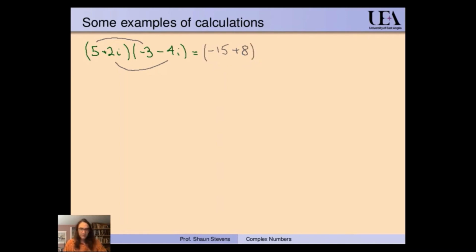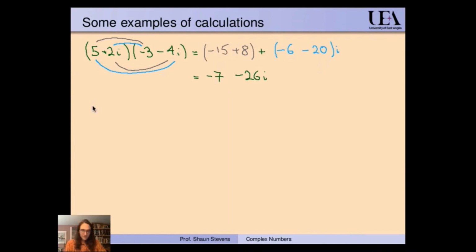And then we'll do the bits which will have i's in them, so the imaginary parts. So we've got a 2i times a minus 3, so that's minus 6 lots of i. And over here, if I do 5 times minus 4i, 5 times minus 4 is minus 20, so I get minus 20i. And now I can simplify this, minus 15 plus 8, that's minus 7. Minus 6 minus 20, that's minus 26, so that's minus 7 minus 26i. Okay, so that's multiplication.